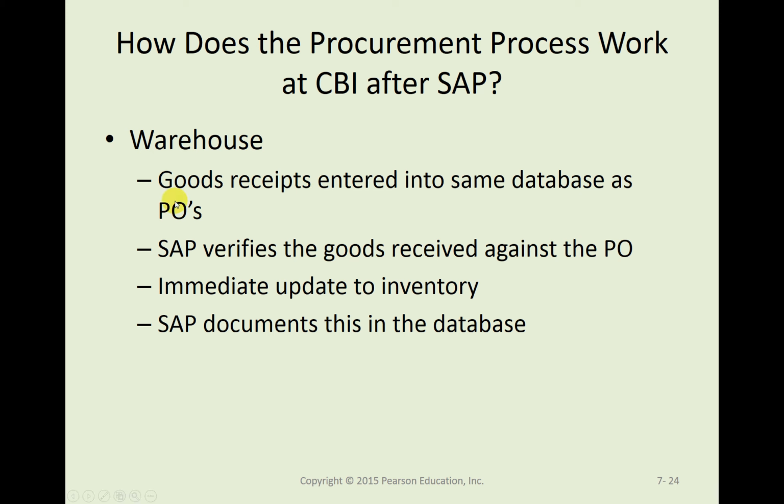So the SAP system automatically verifies that the goods receipt and purchase order match each other. And with SAP, which is an integrated system, it automatically updates inventory and documents this in the one central database that Anne can use. And this is just an example of a goods receipt.